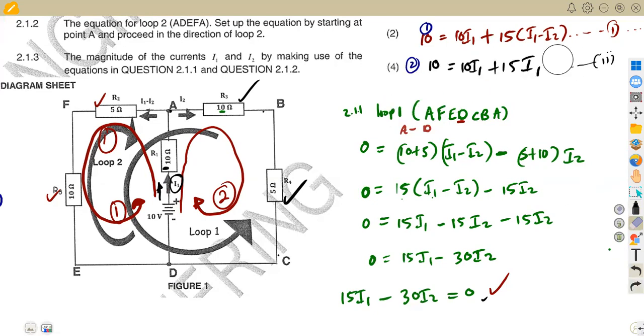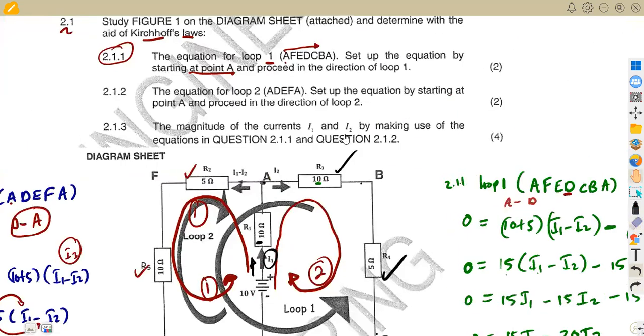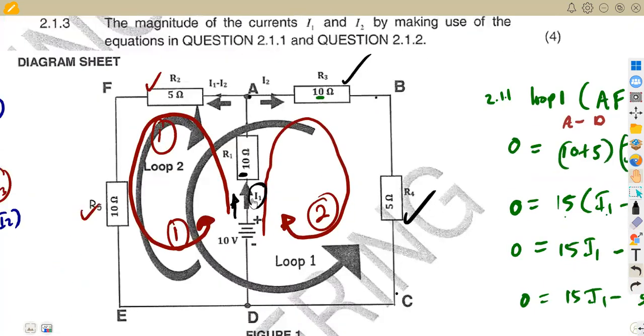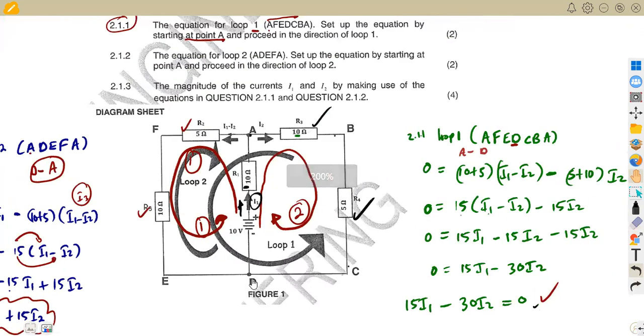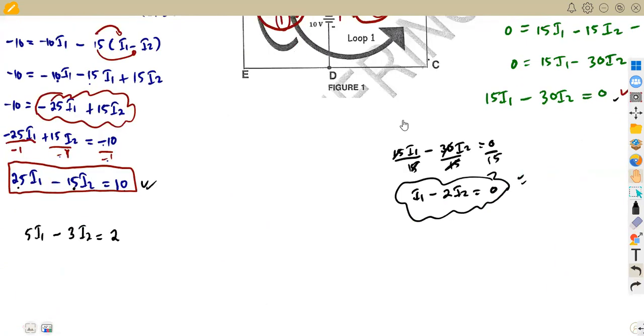So I want you to try it and see if you have the same answers as the ones on 2.13, where we are now asked to find the magnitude of the currents I1 and I2 by making use of the equations in questions 2.11 and 2.12. We solved these two questions and got these two equations. So we're just going to solve. Like I said, it'll be an advantage if you write your equations in simpler form.